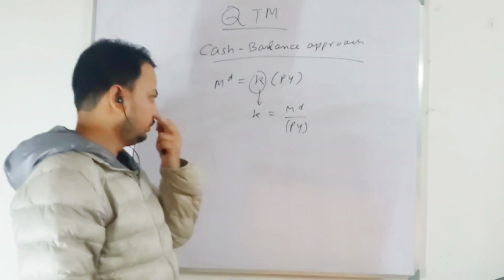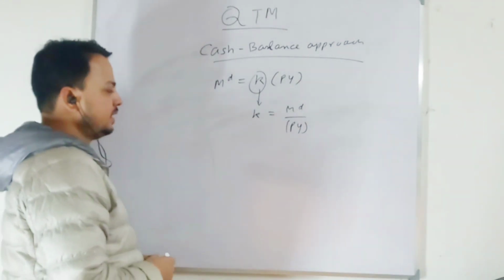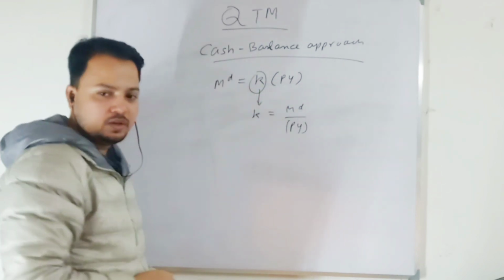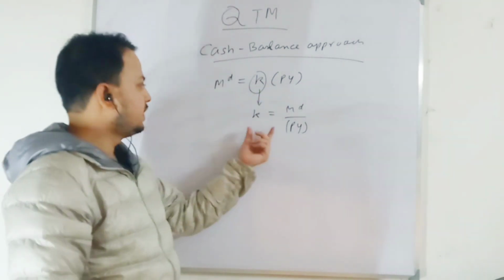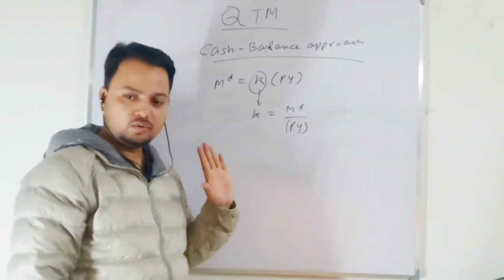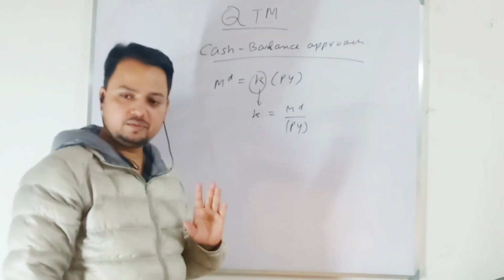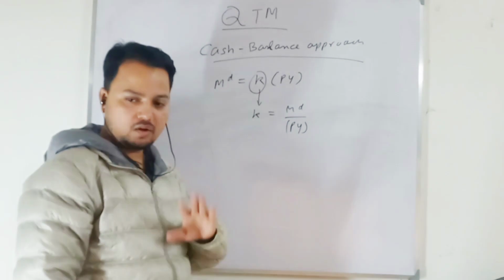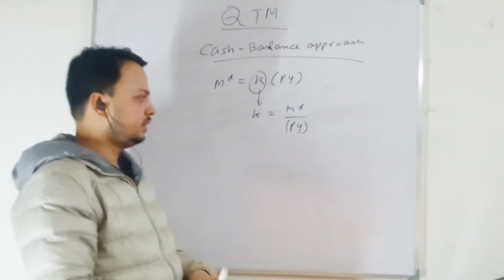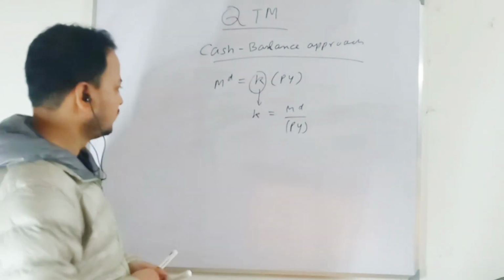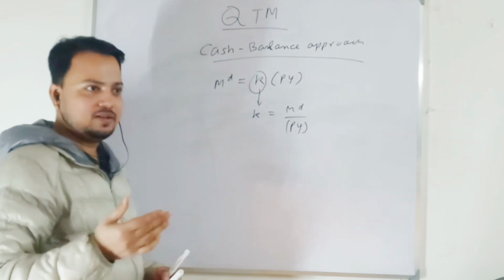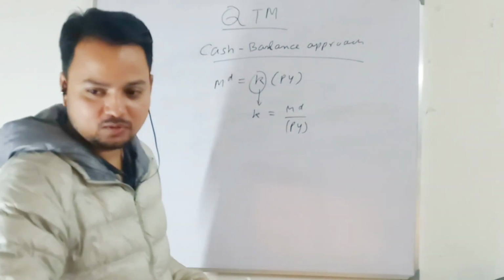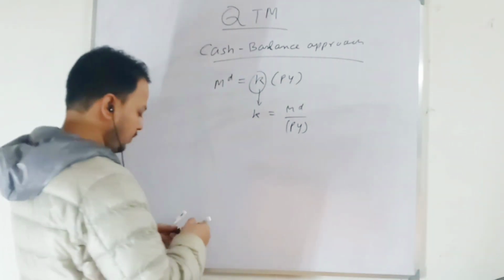Now what I am saying is that for a given output level, this proportional relationship will hold. That means K is given. When the output level is given, this K is given. Now I am going to explain that part. In whatever reading I have gone through, nobody has explained it, but I am going to explain.